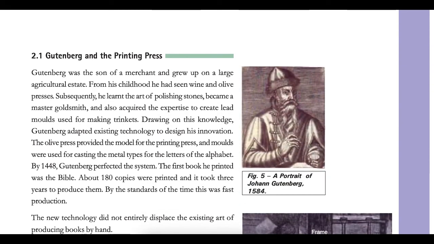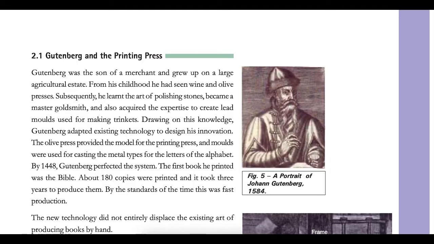Gutenberg and the printing press. Gutenberg was the son of a merchant and grew up on a large agricultural estate. From his childhood, he had seen wine and olive presses. Subsequently, he learned the art of polishing stones, became a master goldsmith, and also acquired the expertise to create lead molds used for making trinkets.